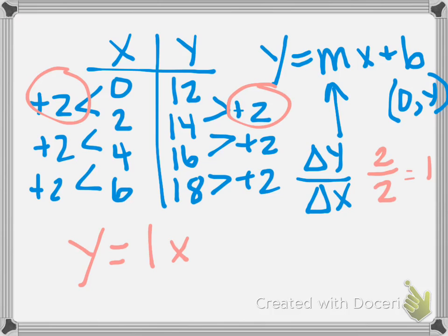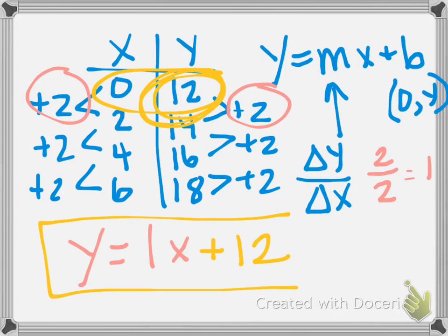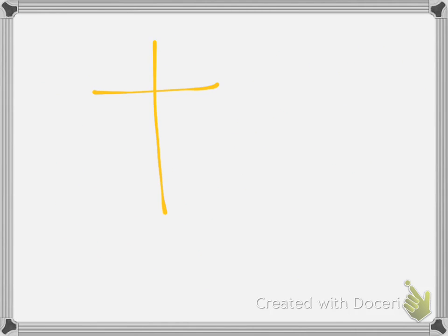For my y-intercept, I want to find the coordinate where x is 0. And in this table, I can see when x is 0, y is a positive 12. So my y-intercept is plus 12. My full equation is y equals 1x plus 12. Let's take a look at another example.